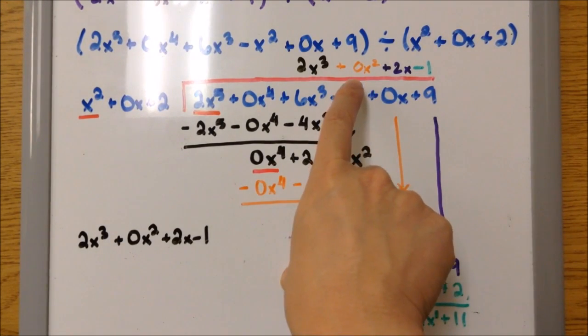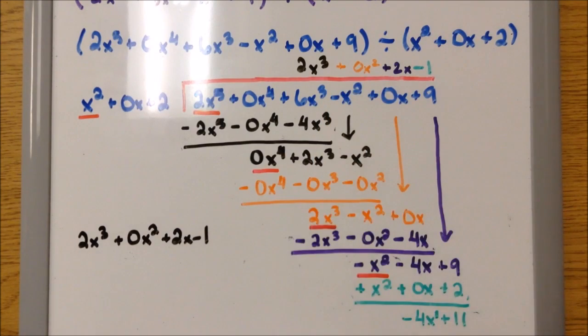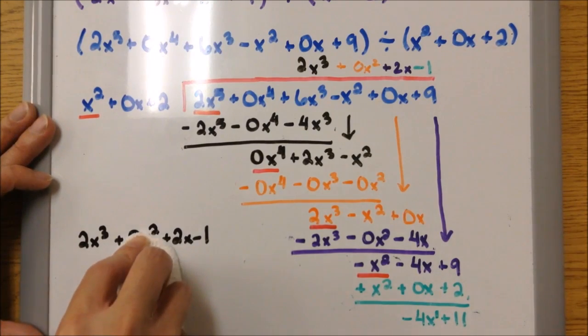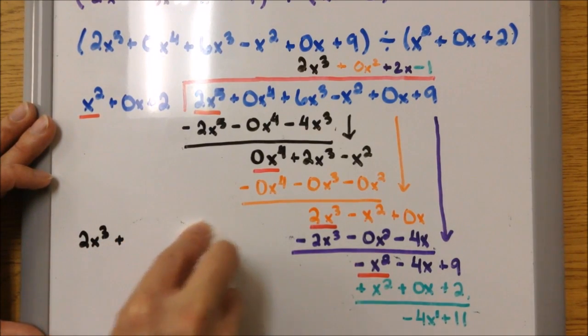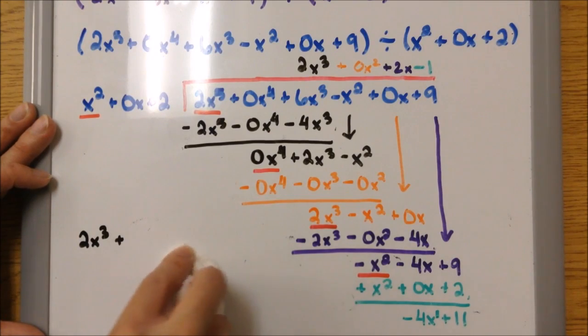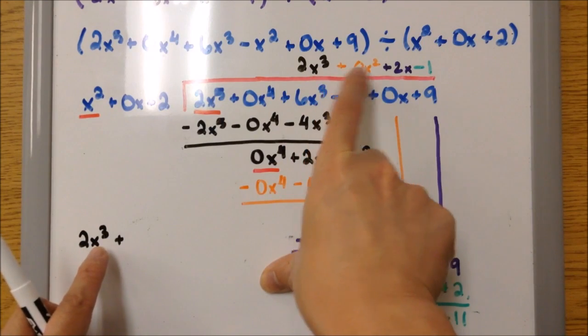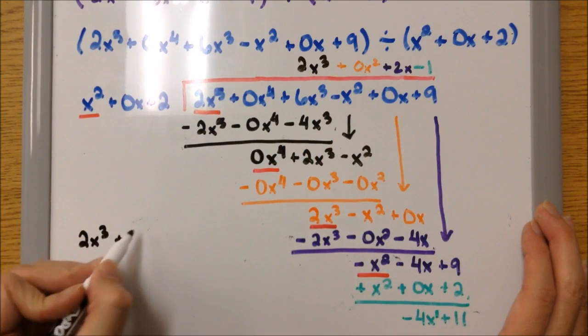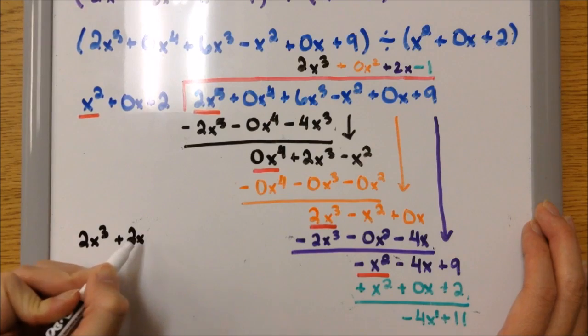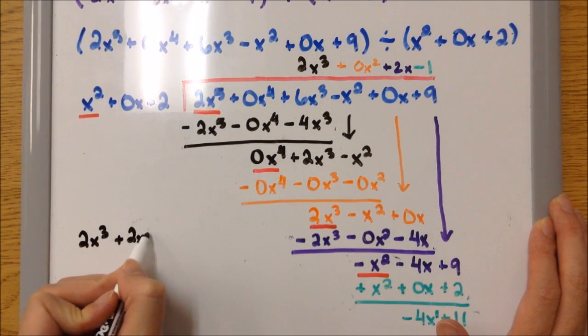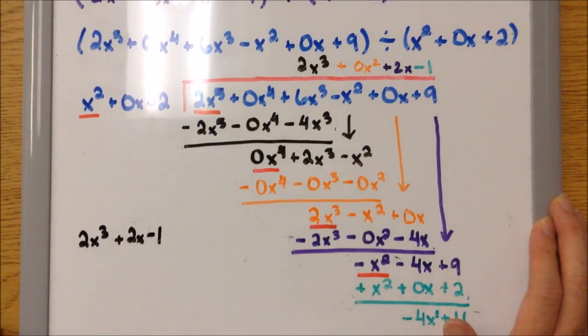Now, since we have a 0 with the x squared, you're not required to write it out, but if you do, points won't be taken away. That's okay. So, since that's 0, I can erase it and not have it there. So I'm going to rewrite the answer just without the 0x squared. So we have 2x to the third, and since that's 0, I don't have to write it. I'm going to write plus 2x, and then minus 1.